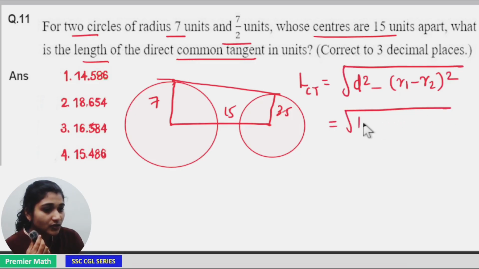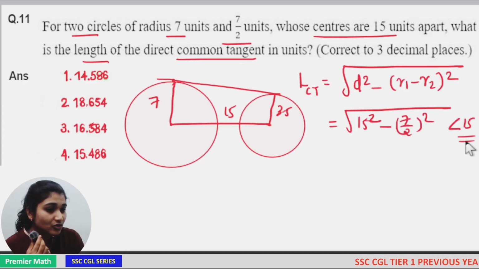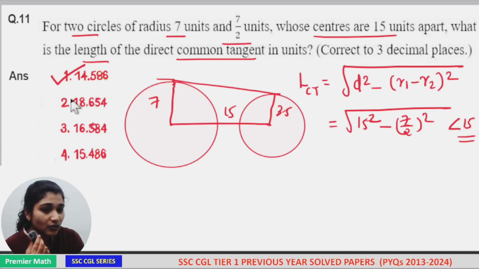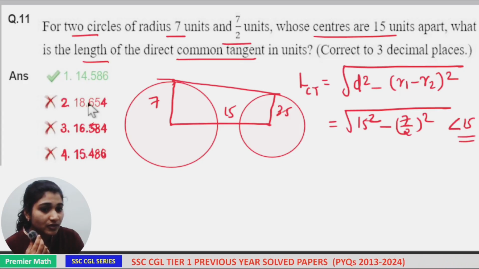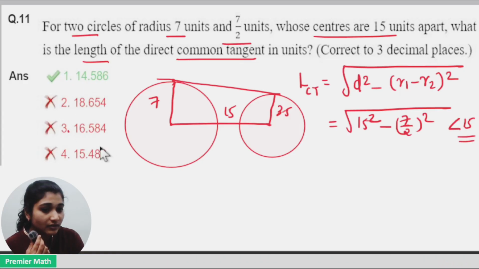Root of d square, which is 15 square, the distance, minus (r1 minus r2), which means 7 minus 3.5, that is 3.5. 3.5 means 7 by 2. So 7 by 2 the whole square. From this, it is clear that the answer should be less than 15. Option 1 is your answer. Less than 15 is only 1 in our options. So option 1 is our answer. No need to solve this question.